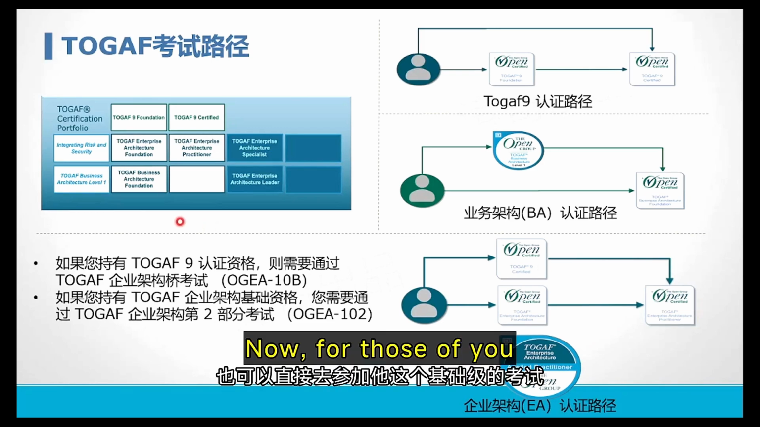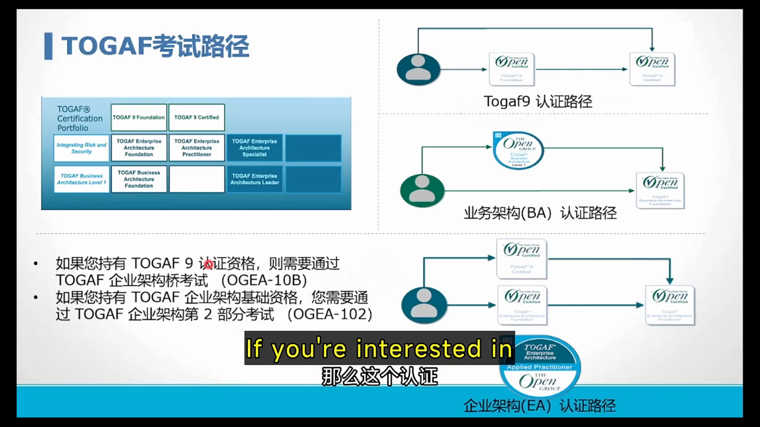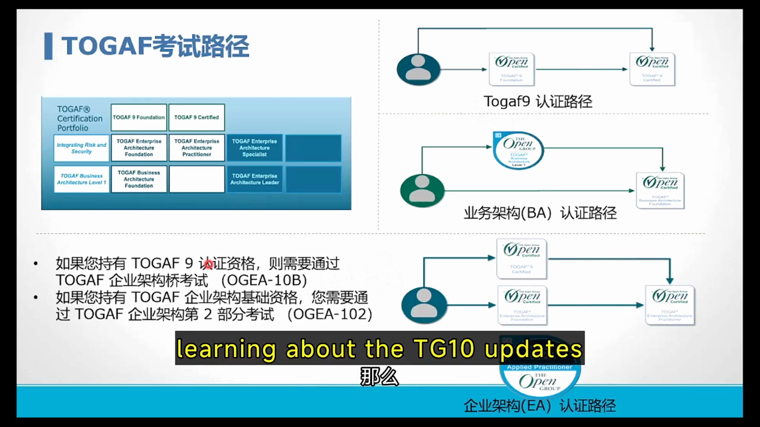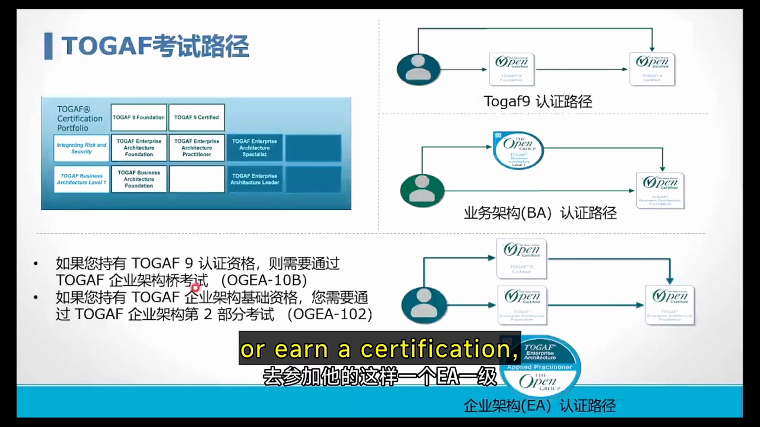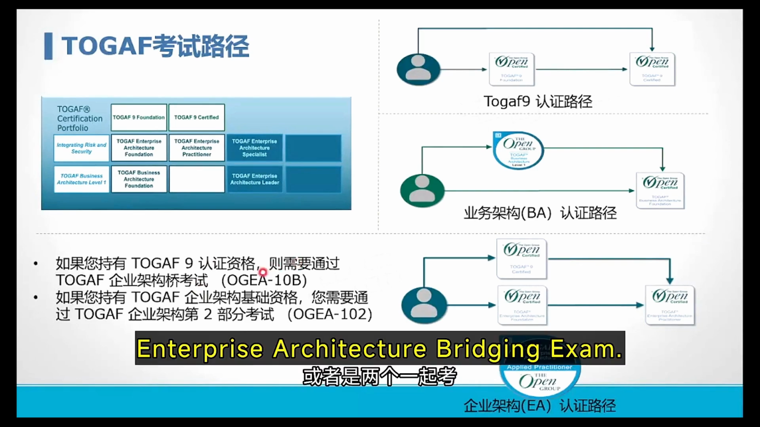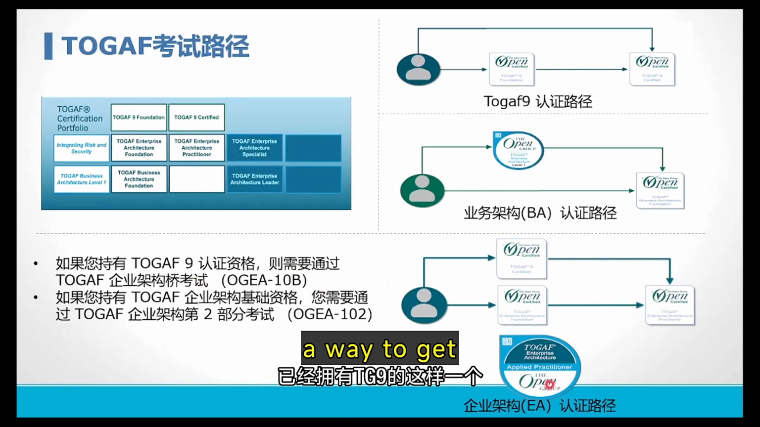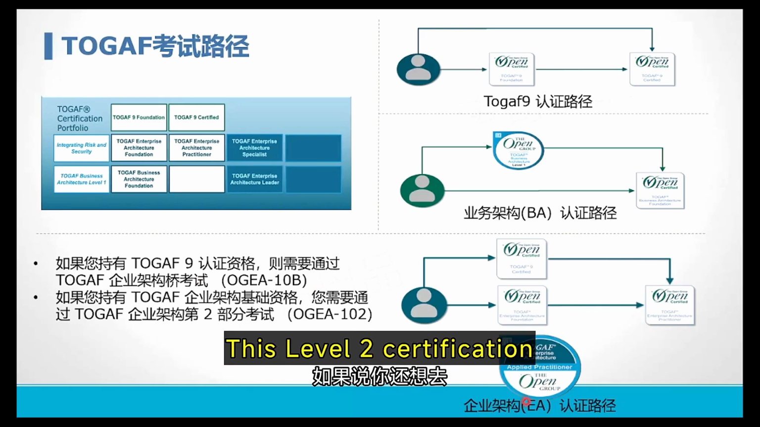Now, for those of you who already have the TG9 certification, if you're interested in learning about the TG10 updates as well, and want to prove your proficiency or earn the certification, you can take the TG10 Enterprise Architecture Bridging exam. This exam is essentially a way to get the latest TG10 based certification, this Level 2 certification.